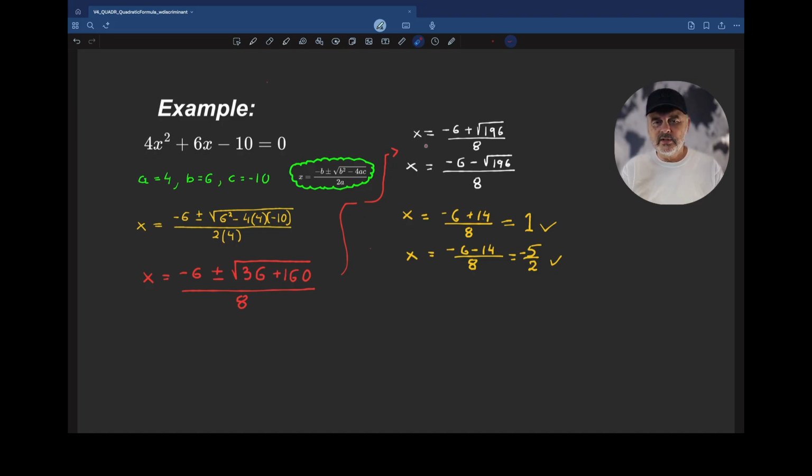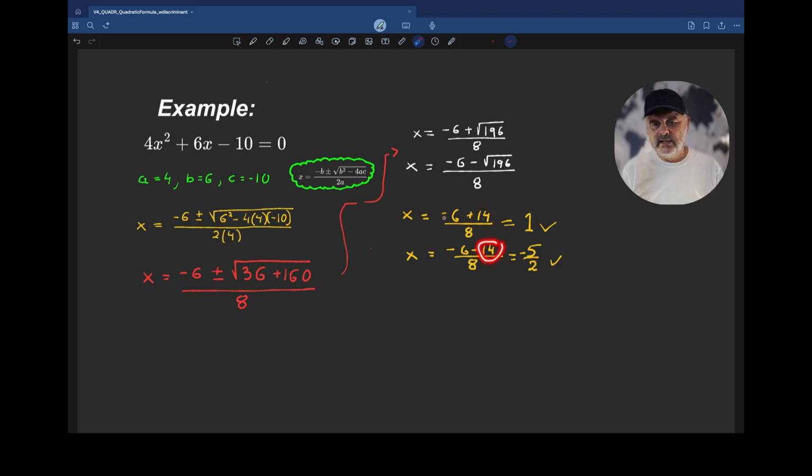So very important. The first root, the first solution, would be generated by showing negative b plus the square root. So negative 6 plus the square root of 196 divided by 8. And the second time around, you show negative 6 minus, according to the quadratic formula, the square root of 196 divided by 8. 196 happens to be a perfect square number, so you have 14 used twice.